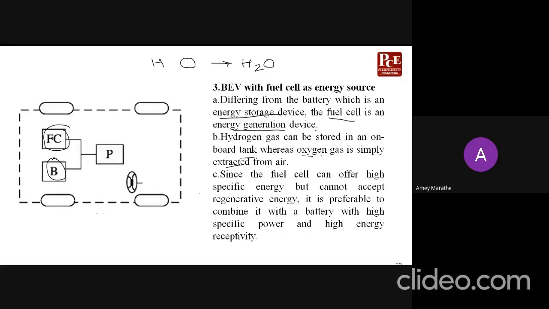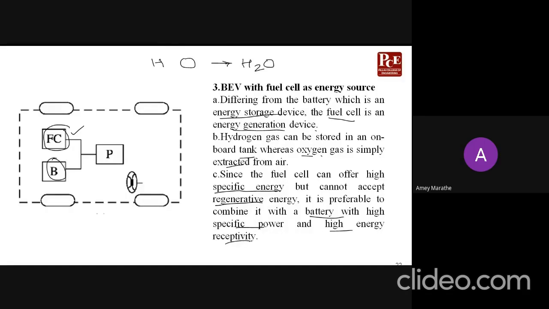Okay, but this is again one configuration which is possible. Now, why is this possible? Because a fuel cell can offer high specific energy, but it cannot accept regenerative energy. So there is a limitation. The fuel cell can give you high specific energy, so one problem is solved, but it cannot accept regenerative energy. So it is preferable to combine it with a battery with high specific power and high energy receptivity.